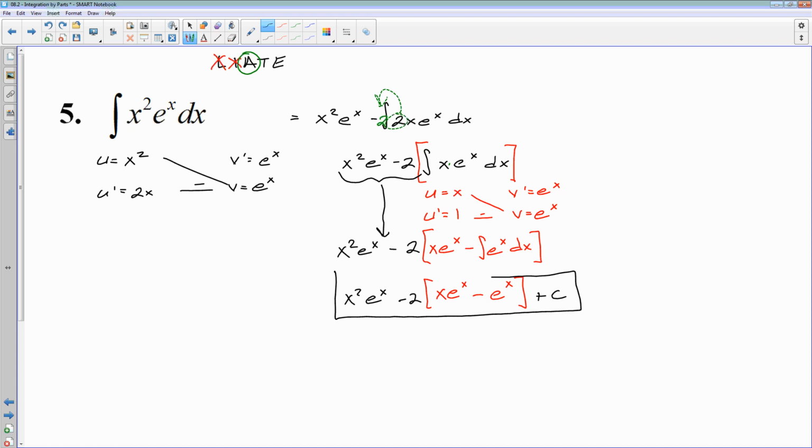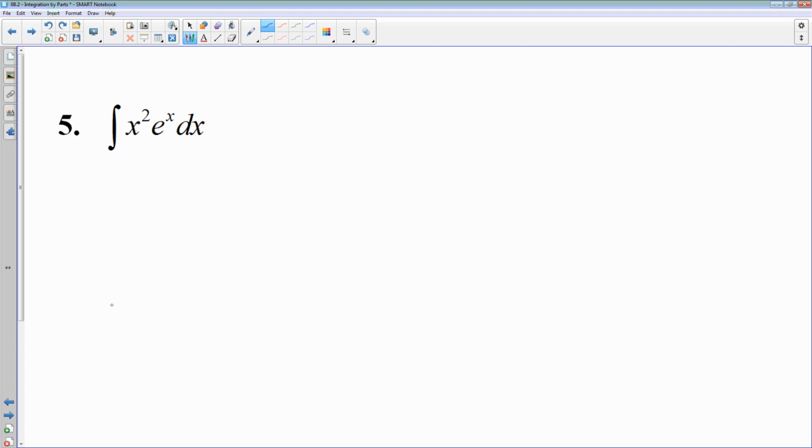So we actually had to do parts twice on that problem. In the cases where you can do parts twice, there is a trick that sometimes you can use to wipe out the whole problem in one big swoop, and it makes it a lot easier. And it actually works in this problem. So let's try this one again, and we're going to set up parts. So we have u to be x squared and v prime to be e to the x.